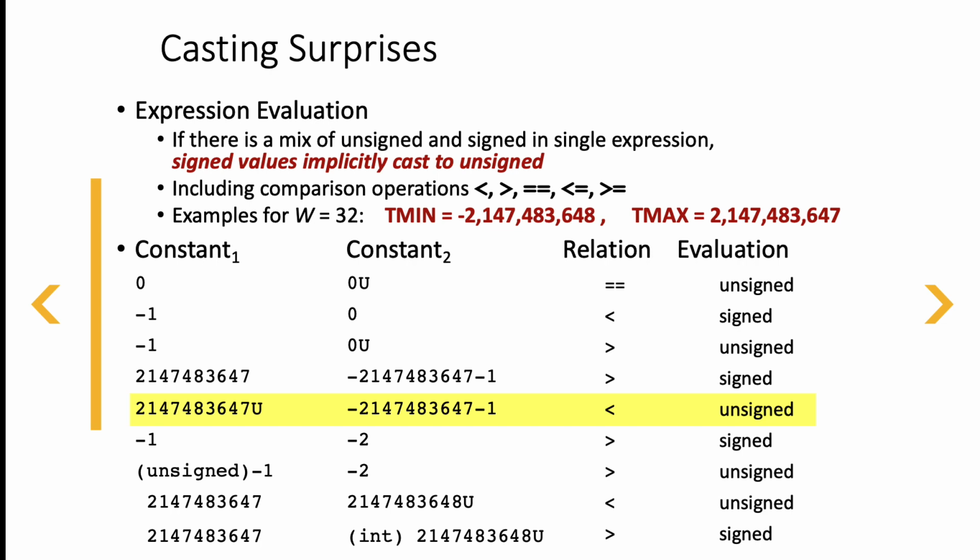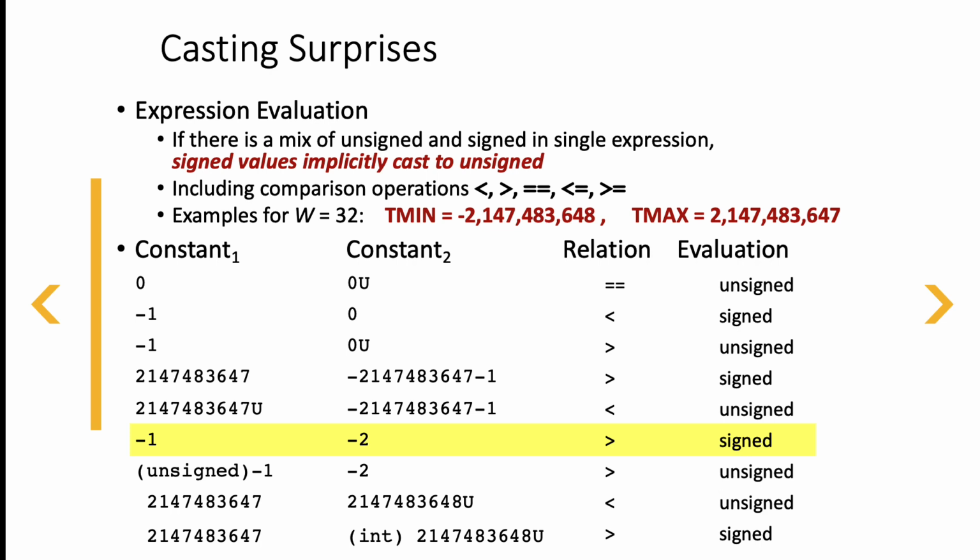However, if we have that first one, if we have the T max value in constant 1 declared as unsigned, then both get cast over to an unsigned value, and that's actually going to end up being less than T min minus 1 because, again, that's going to get cast to unsigned, and so that large negative weight becomes a large positive weight, and constant 2 ends up being larger than constant 1.